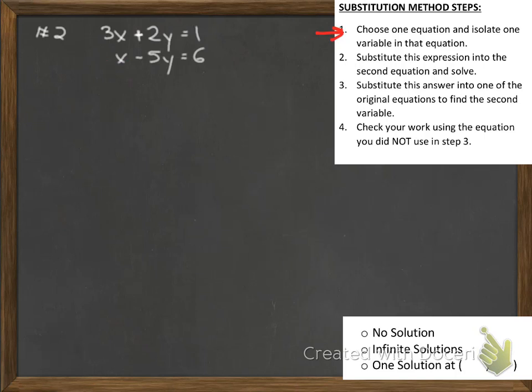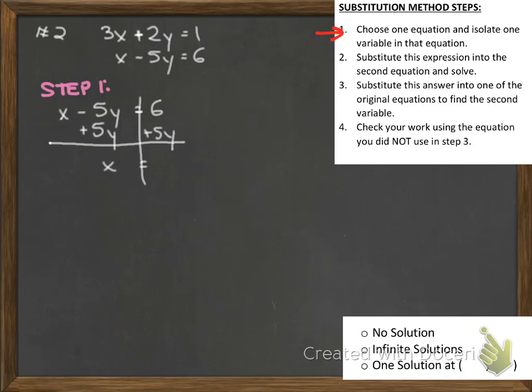So let's label our steps here. Here is step 1. I'm going to isolate this variable. I start out with x minus 5y equals 6, and by simply adding 5y to both sides, I get x is equal to 5y plus 6. So now I have successfully isolated one of my variables. I'm done with step 1, so now I can move on to step 2.